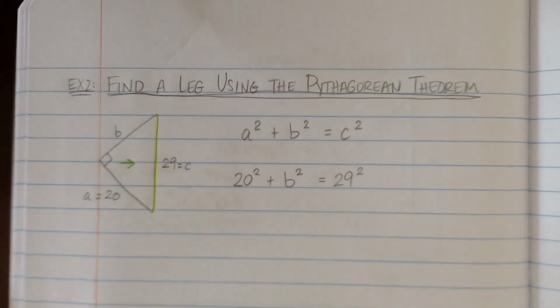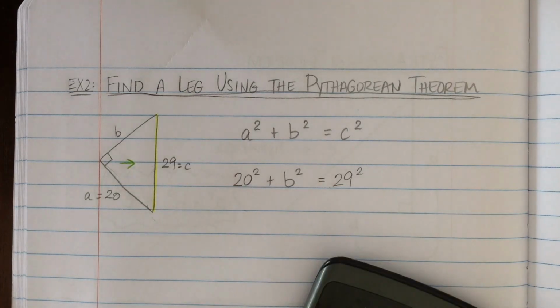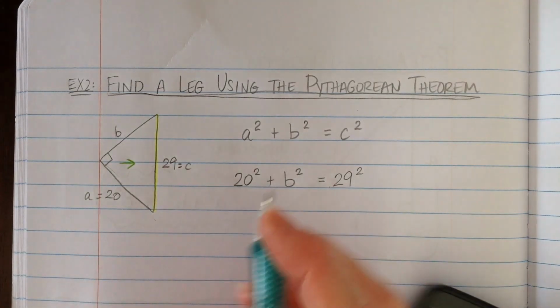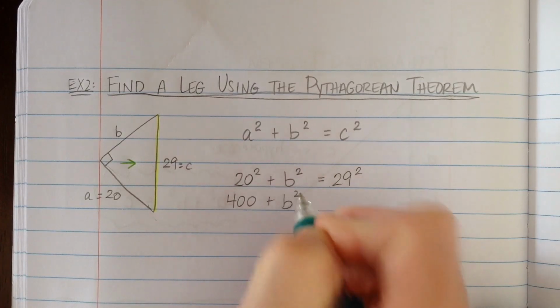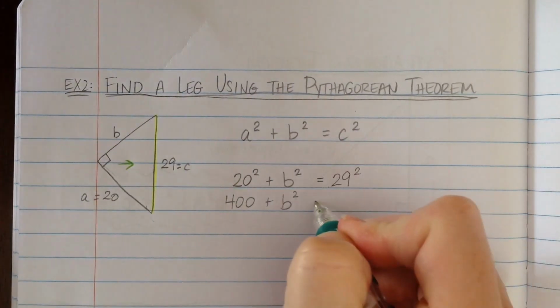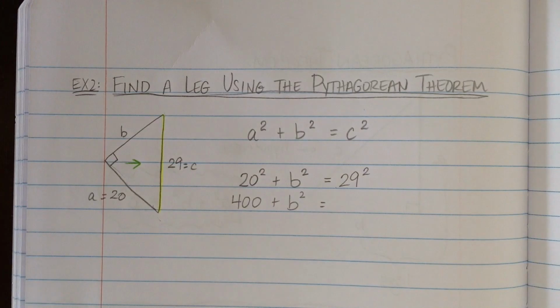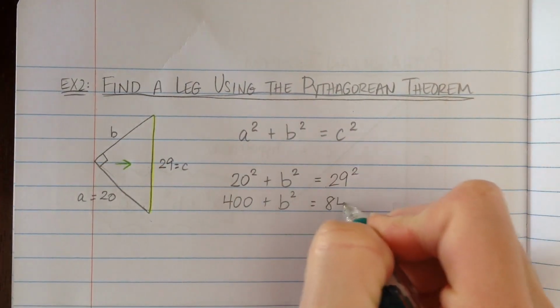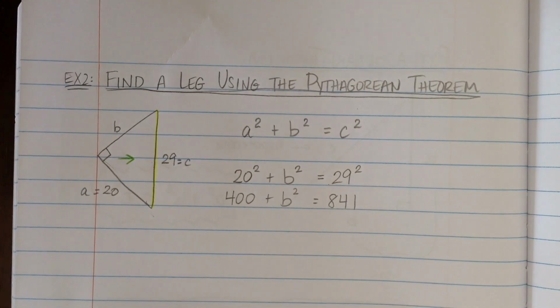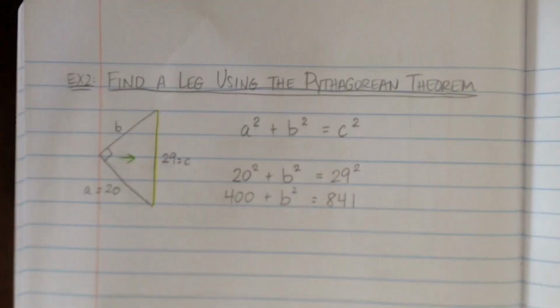Okay, so now I'm going to have to work through this. 20 squared is 400 plus B squared, I can't do anything with that yet because I don't know what the value of B is, equals 29 squared. So I have to do that. That equals 841. All right, now I've got to continue working through this process here.